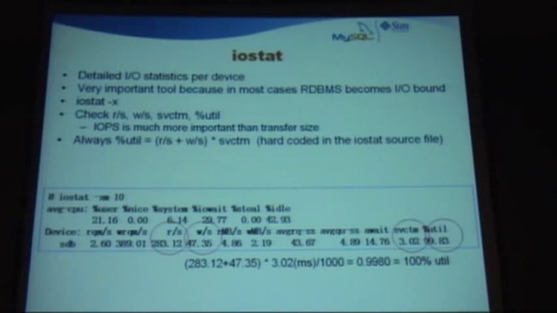My favorite is to use iostat -x to get detailed statistics, and check reads per second, writes per second, service time, and util. IOPS is much more important than transfer size. And percent util always equals reads per second plus writes per second multiplied by service time. This is hard-coded in the iostat source file. In this case, reads per second is 283, writes per second is 47, service time is 3 milliseconds, and the util is 99.